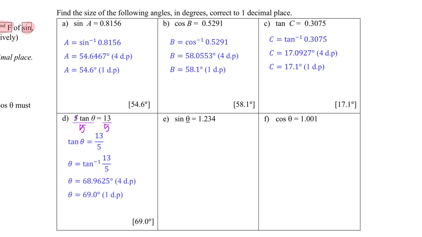For part E and part F, remember one of the pointers, that the sine and cosine ratio cannot be more than 1. And so for these two, the answer is not applicable.